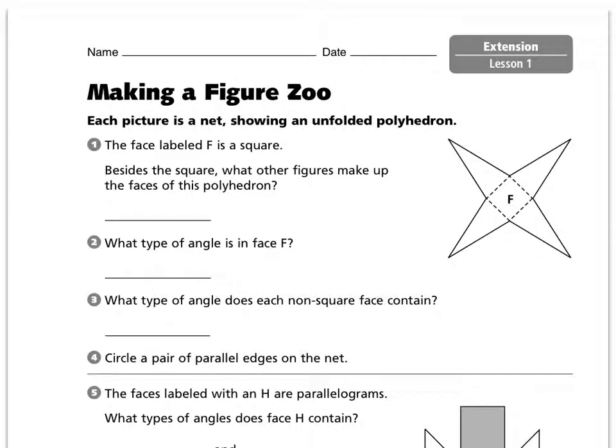Let's look at Chapter 11, Lesson 1, Extension, Making a Figure Zoo. Each picture is a net, showing an unfolded polyhedron. The face labeled F is a square. Besides the square, what other figures make up the faces of this polyhedron?